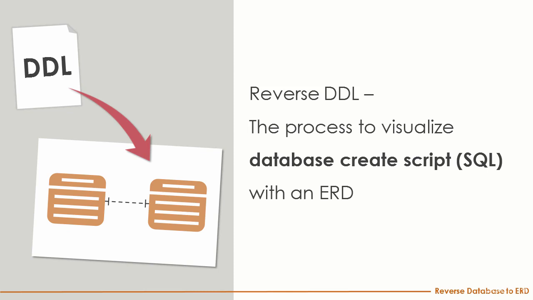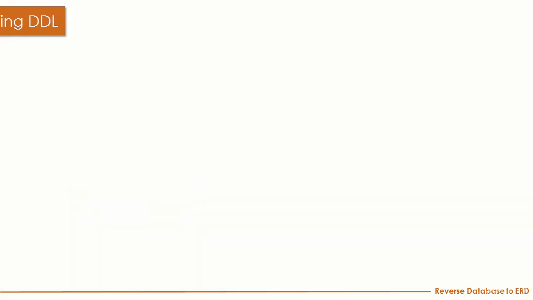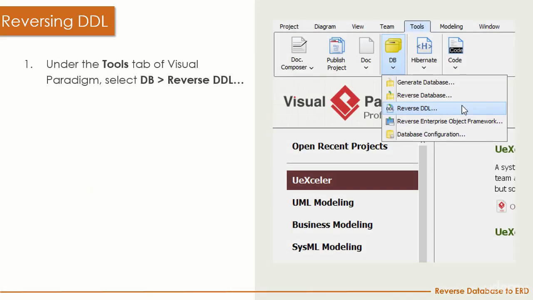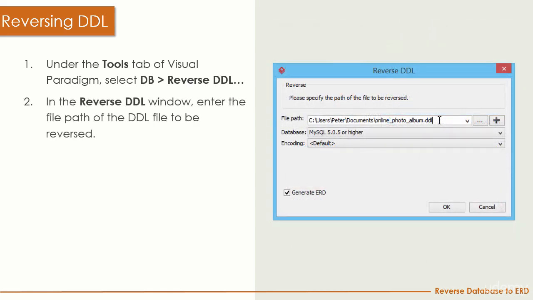I'm just showing you how to reverse the database from the online database. Sometimes you may not have the connection directly to the working database. We also can reverse the data definition language, the DDL, which is a text file. To reverse the DDL is similar to the database. You just go to Tools, DB. This time you choose Reverse DDL.